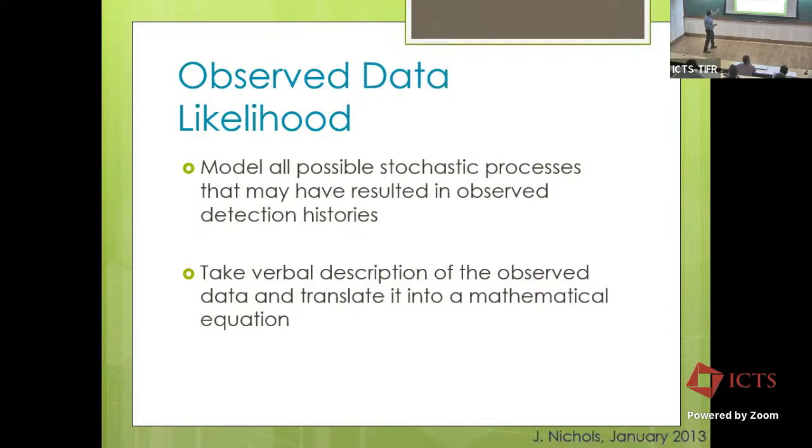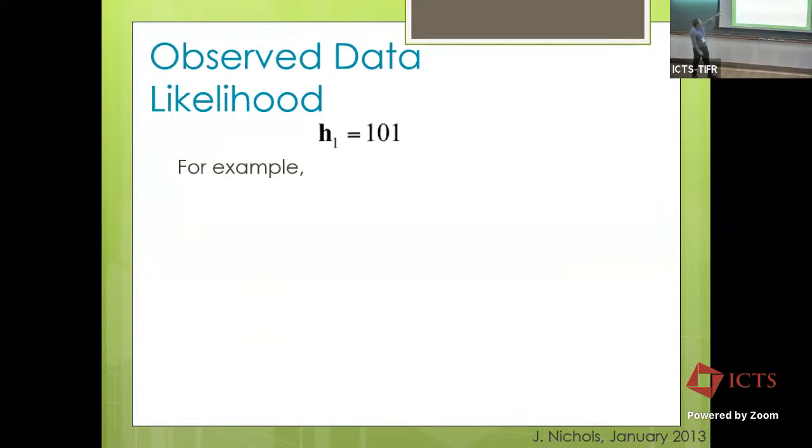All right, so first thing we can do is take a verbal description of the observations that we have seen. Then we'll take that verbal description and translate it into a mathematical form. So let's say we have a detection history of 101 for a site. Verbally, what would you say this represents?